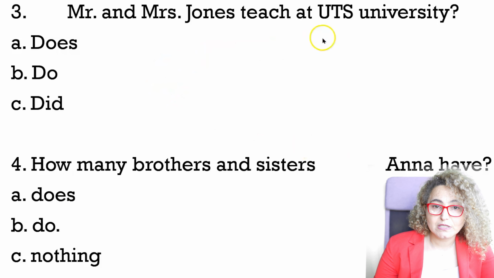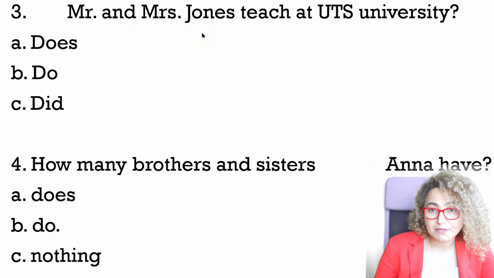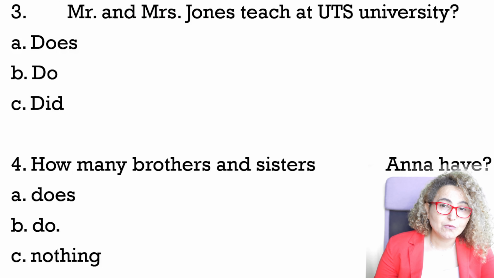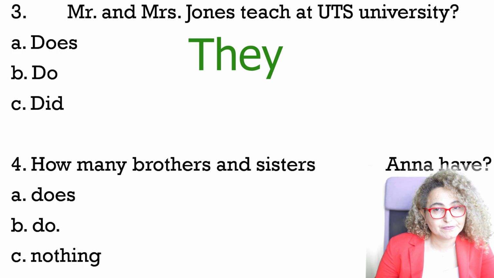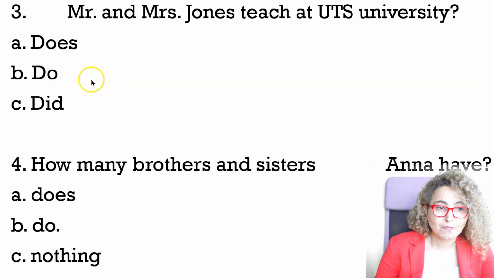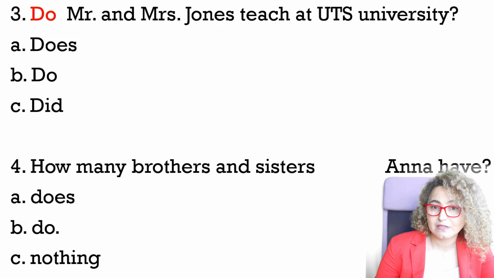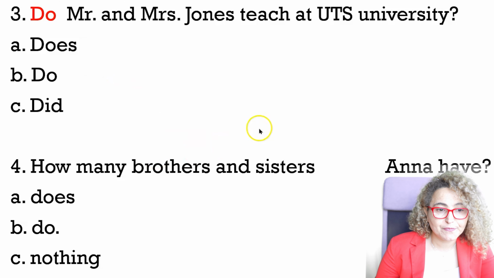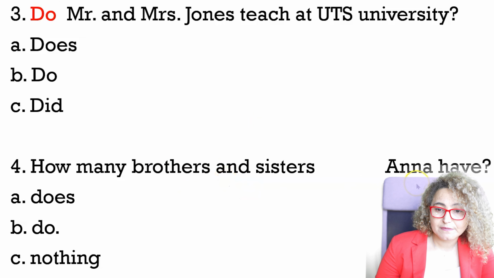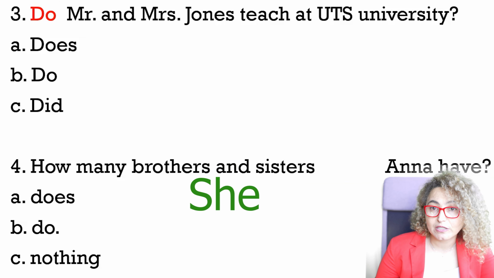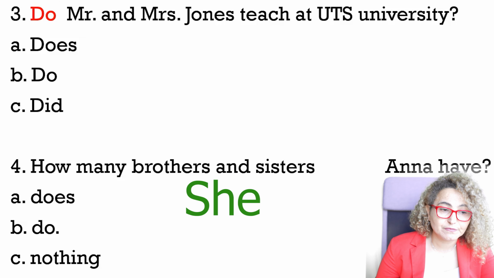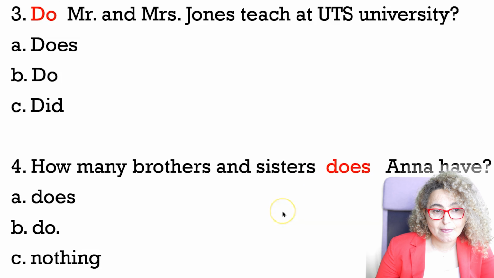Number 3. Mr. and Mrs. Jones teach at UTS University. Mr. and Mrs. Jones are two people. So they. With they, what do we use? Do Mr. and Mrs. Jones teach at university? Number 4. How many brothers and sisters Anna have? The subject here is Anna. She. What do we use? How many brothers and sisters does Anna have?